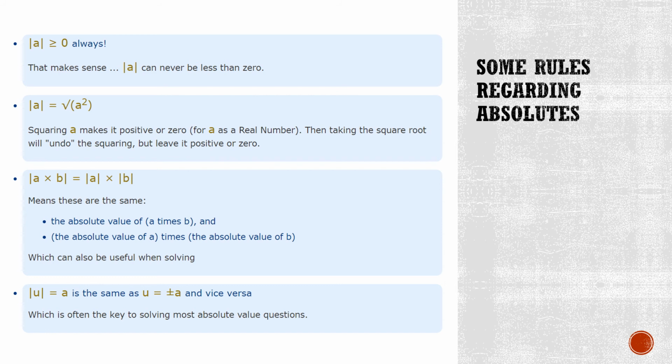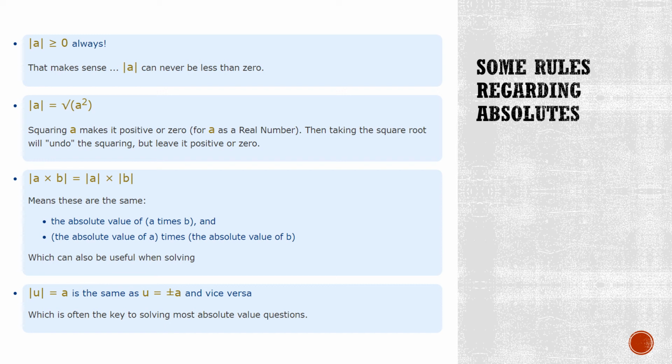So it's important that you guys know the rules regarding absolute values. They're always going to be positive, and it's basically the same as squaring then square rooting, because squaring a number makes the result always have to be positive, and then square rooting that undoes the squaring, but it does not change it back to a negative.